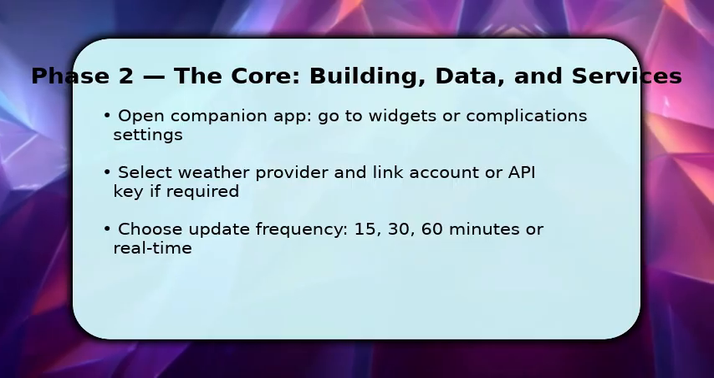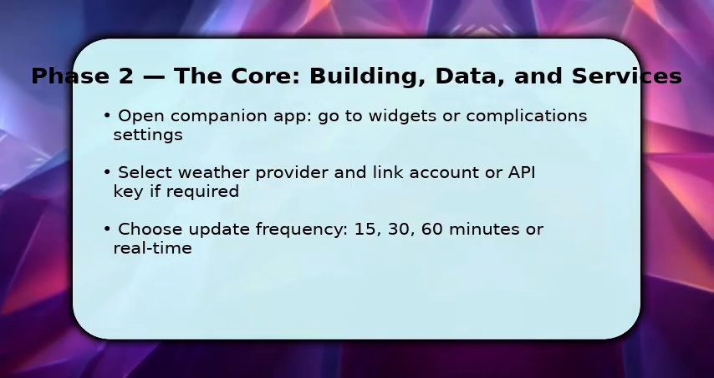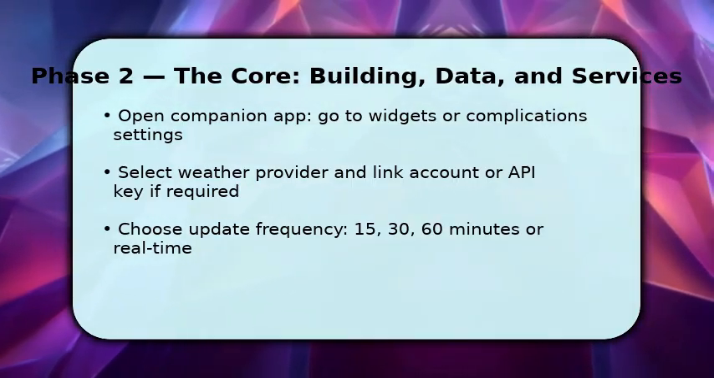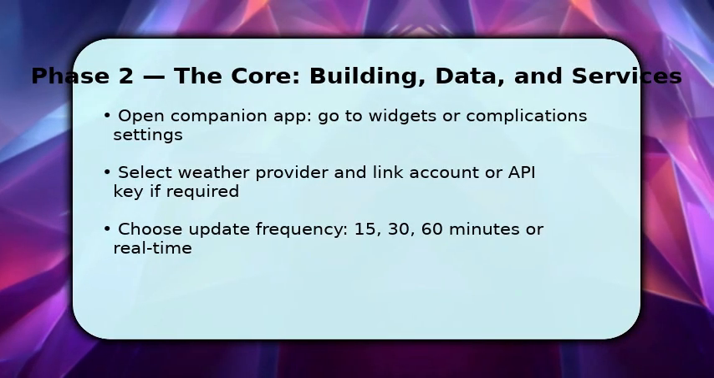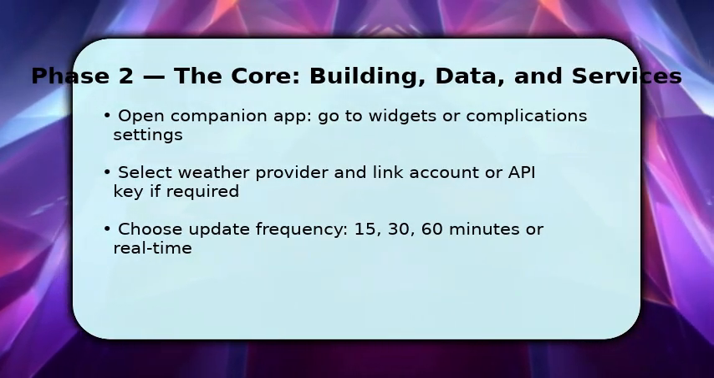Adjust update frequency to balance battery use and freshness. Every 15 minutes is typical for accurate short-term forecasts. Once set, sync the changes to the watch and check for a confirmation.